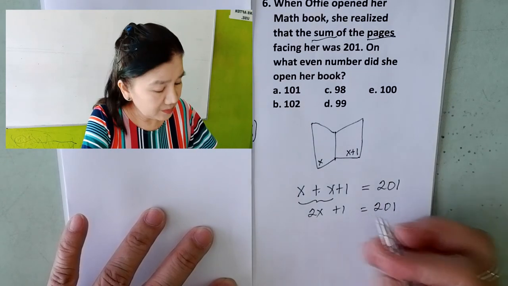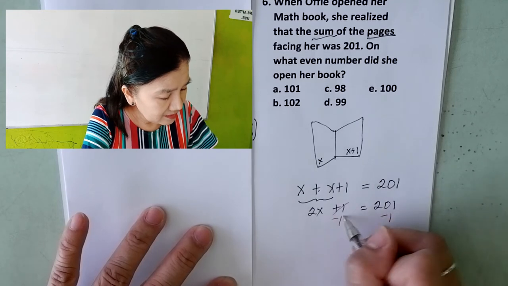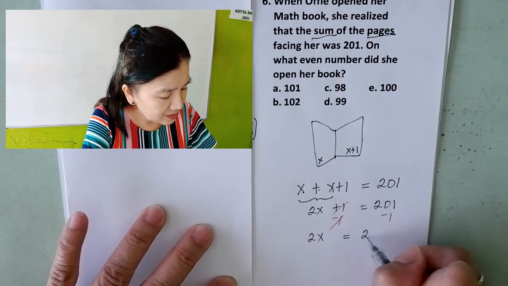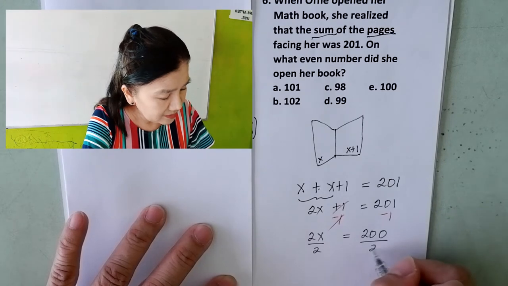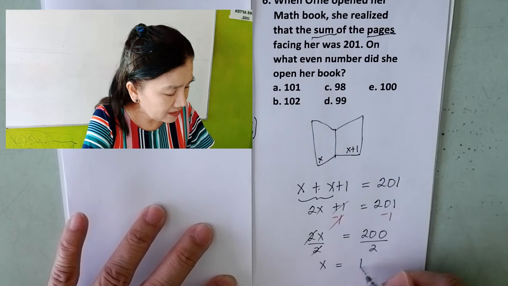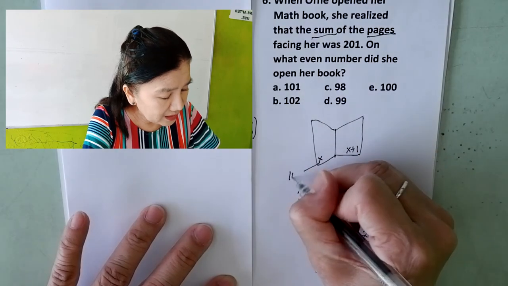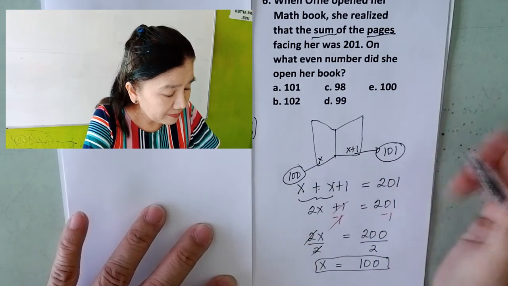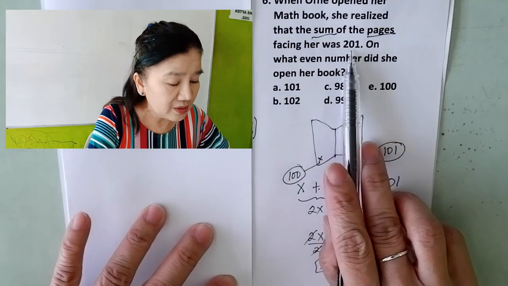Again, subtract 1 to the left and to the right. This becomes 0. So you are left with 2x equals 200. To isolate x again, you divide by 2. You cancel 2 here, it becomes 1. So 1 times x is 1x equals 100, meaning to say this page is page 100 and the other page is page 101. Let's double check. Add them. 100 plus 101, you have 201.